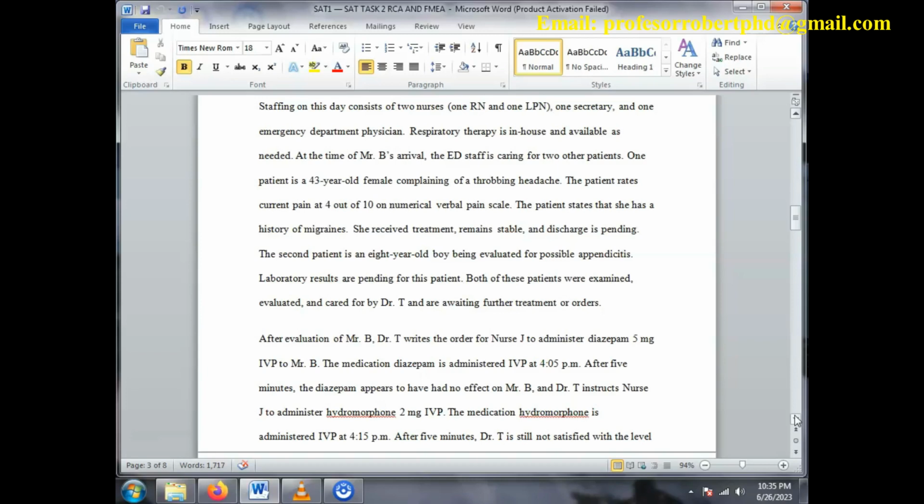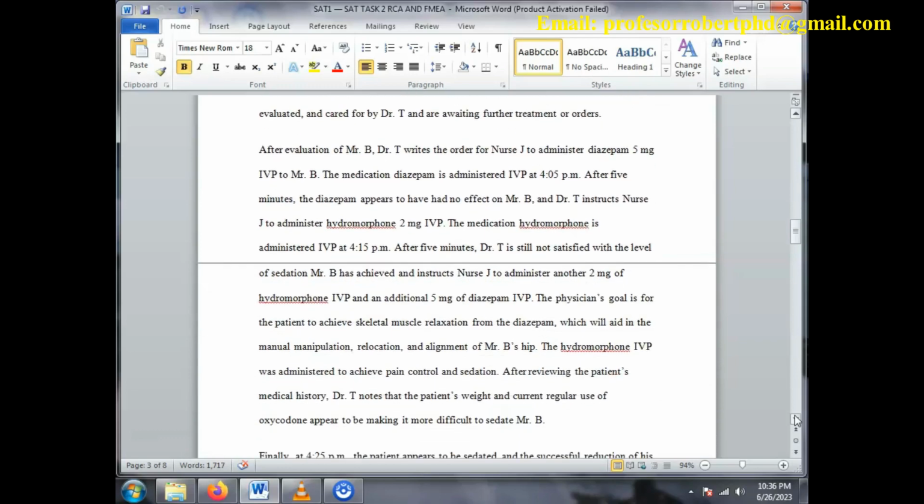One patient is a 43-year-old female complaining of a throbbing headache. The patient rates current pain at 4 out of 10 on numerical verbal pain scale. The patient states that she has a history of migraines. She received treatment, remains stable, and discharge is pending. The second patient is an 8-year-old boy being evaluated for possible appendicitis. Laboratory results are pending for this patient. Both of these patients were examined, evaluated, and cared for by Dr. T, and are awaiting further treatment or orders.